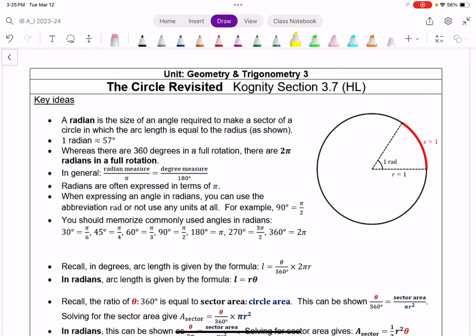Well, hello. This is the first HL video, if we're going through this in order. And we're returning to the ideas of the circle and looking at ideas of sectors and arcs, but this time with a focus on radians and using radians.